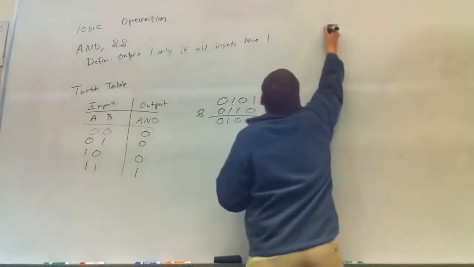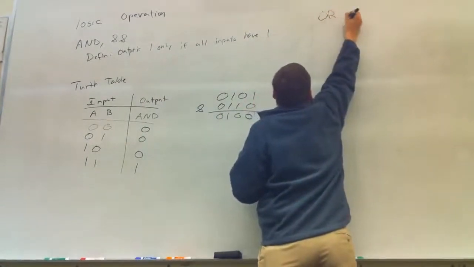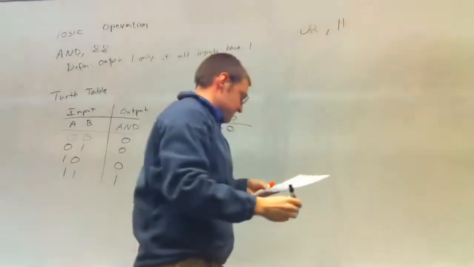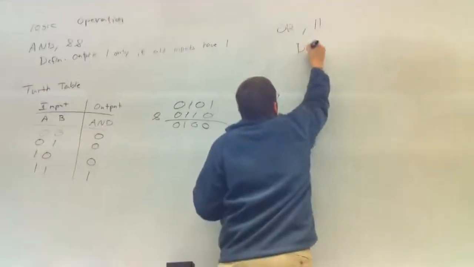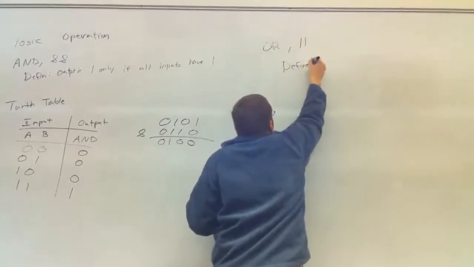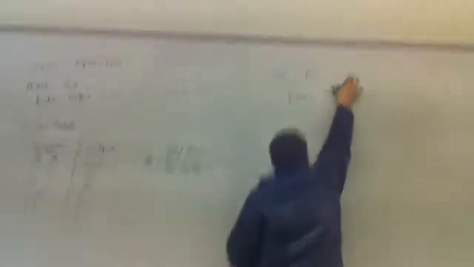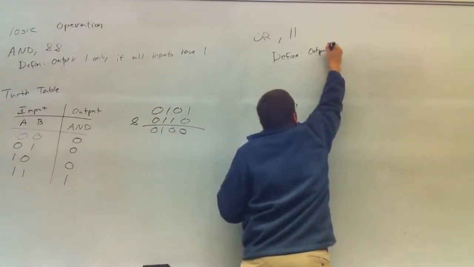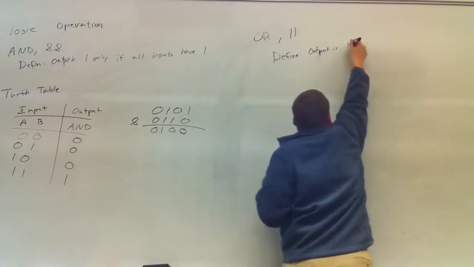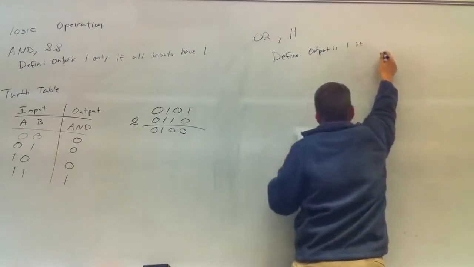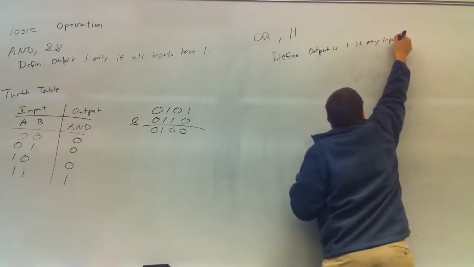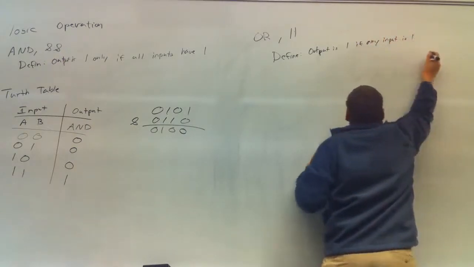Alright, next one is OR. In programming we've got the double bar. It's defined as the output is 1 if any input is 1. Right?